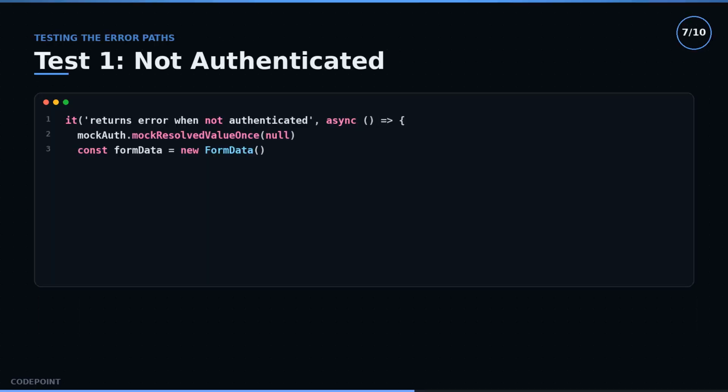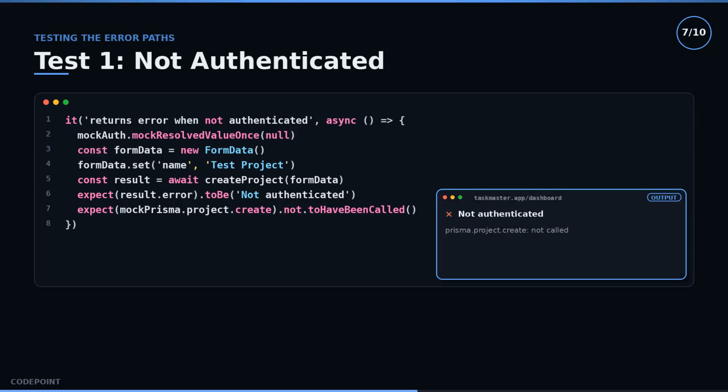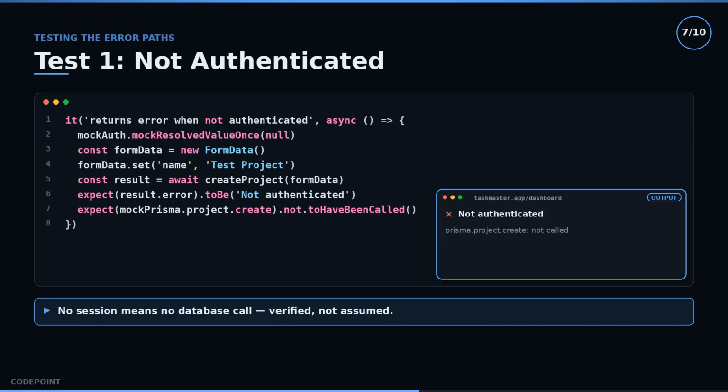Testing the error paths. Test 1, not authenticated. It returns error when not authenticated. Async. mockAuth.mockResolvedValueOnce null. Const formData is new FormData. formData.set name, test project. Const result is await createProject formData. Expect result.error to be not authenticated. Expect mockPrisma.project.create not to have been called.